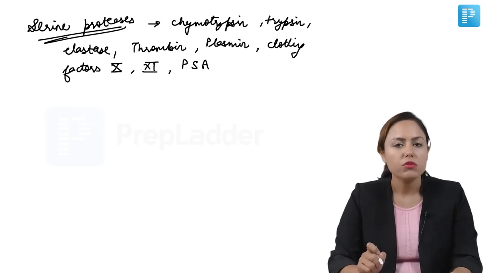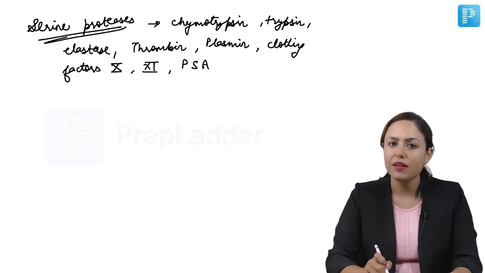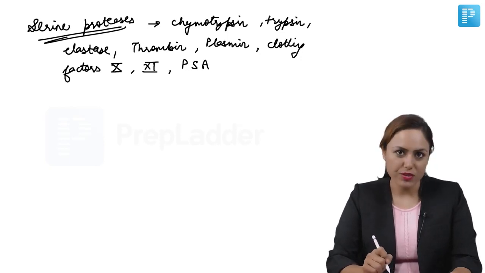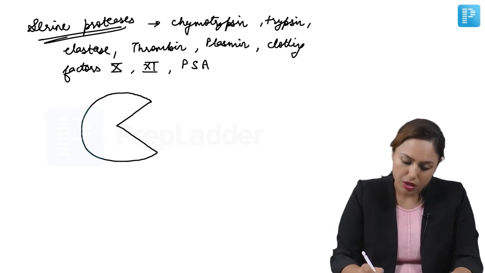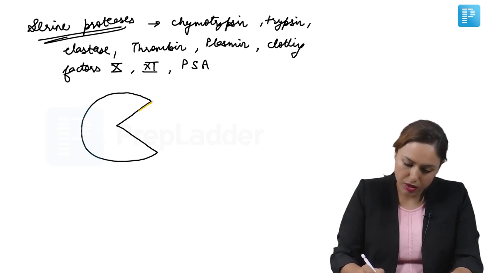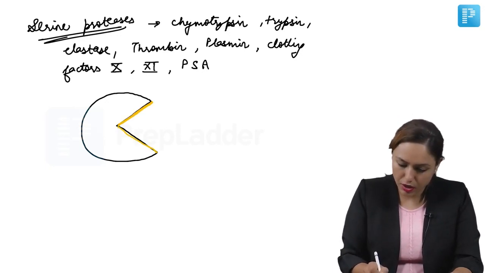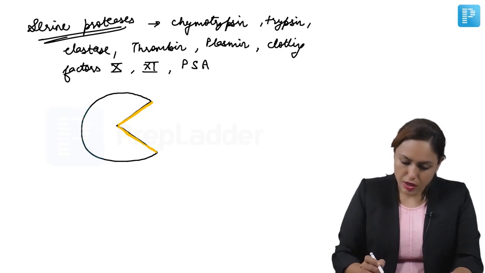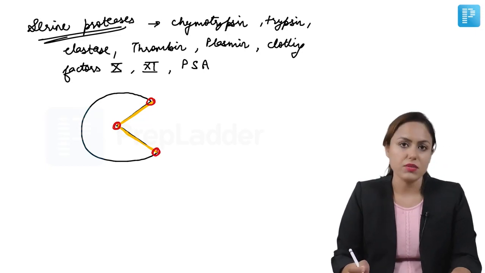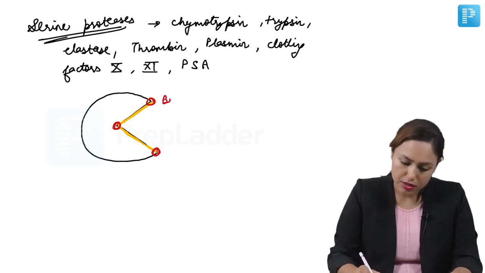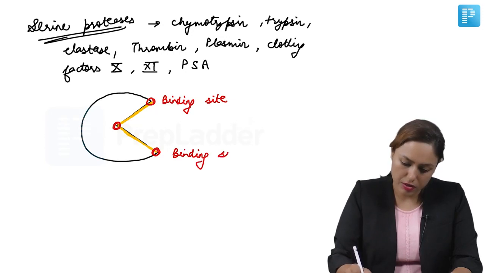So we have to learn which amino acids are present at the active site of serine proteases. Suppose this is the structure of a serine protease enzyme. Okay, so this is the active site. This is the active site of the enzyme. At the active site we have 3 sites here. This is a binding site. This is also a binding site.